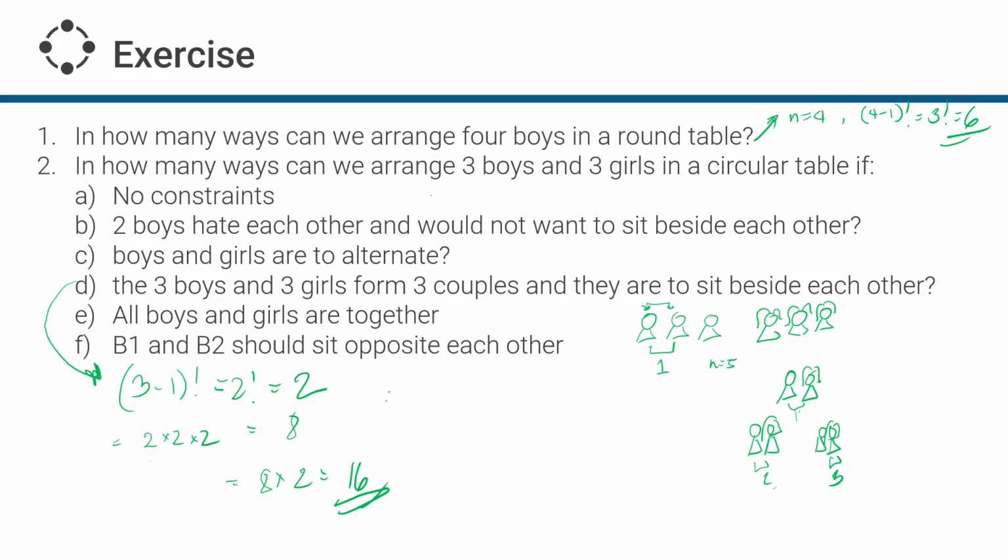Okay, this makes sense. This one is the circular logic, or the circular permutation. In other words, it is simple permutation lang. So copy it. So 3 minus 1 factorial, 2 factorial, is equal to 2. And then for each couple, they can switch together, no? Switch each couple.